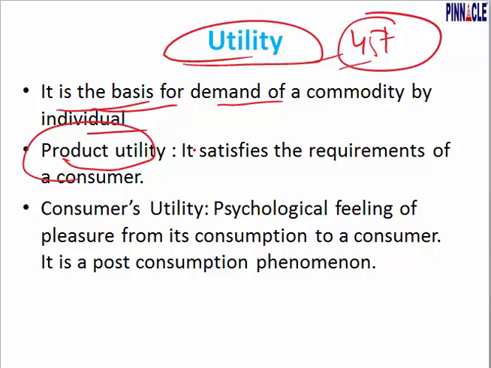There can be productive utility. It satisfies the requirement of a consumer, whether a particular product satisfies the requirement or not. So this will be the productive utility. Second is consumer utility. This is the psychological feeling of pleasure from its consumption to a consumer. It is a post-consumption phenomenon. After consumption, he will feel satisfied, he will feel pleasure. For example, he has taken a cigarette. After consumption, he will feel energetic or whatever you want to say.